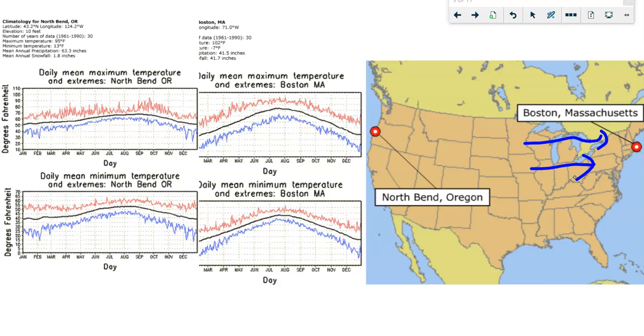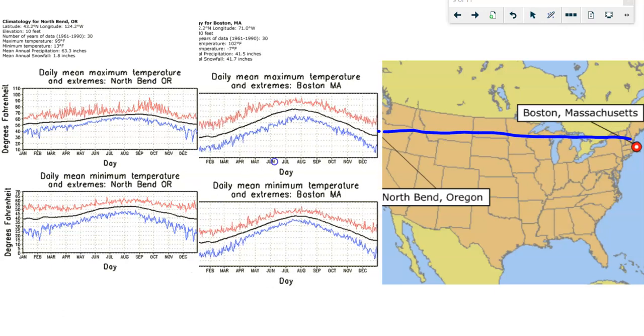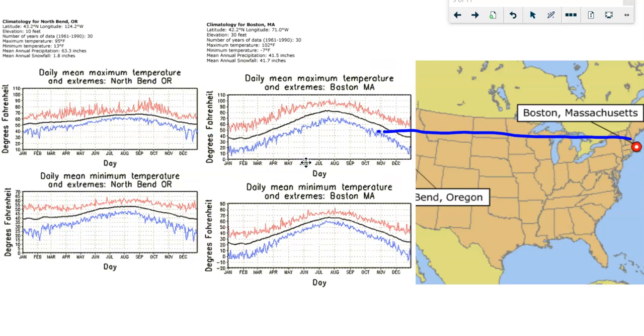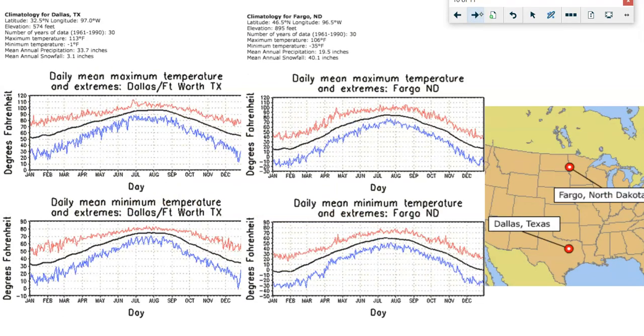Those prevailing winds are pushing drier air towards it, so it's not going to get precipitation, and there's also no mountain range to cause that rain shadow effect. Again, latitude is not a factor here because they're at pretty much the same latitude. Elevation-wise, they're pretty much at the same elevation. North Bend's at 10 feet and Boston's at 30 feet, so that's not enough of a factor to really worry about.